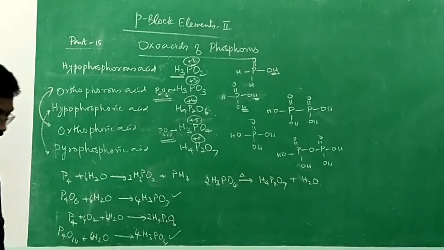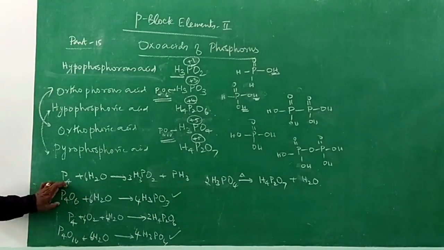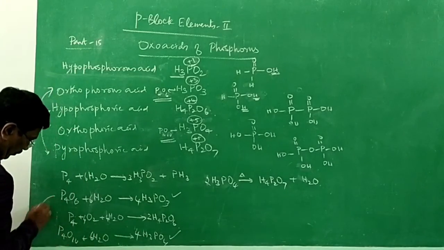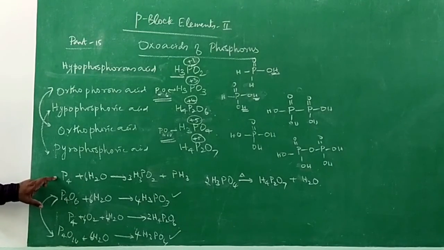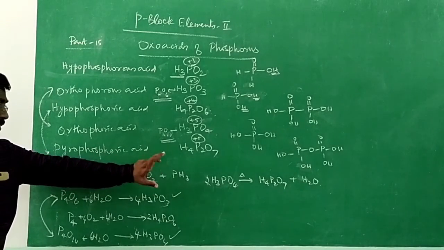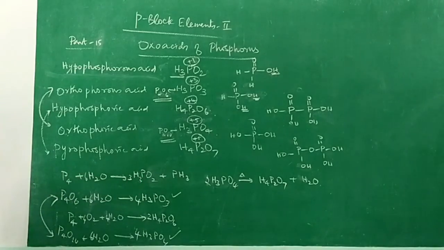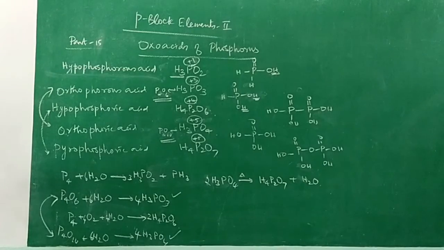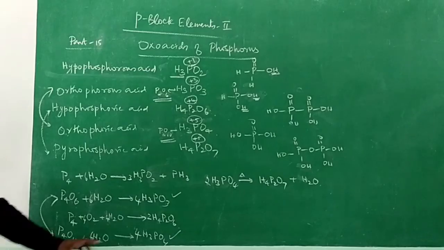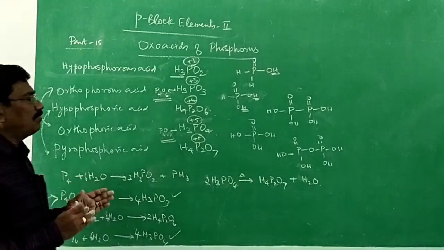So how to prepare these oxyacids? Phosphorus acid and phosphoric acid by hydrolysis. Hypophosphorus acid by phosphorus reacting with water, similar to the preparation of phosphine. Phosphorus, oxygen and water will give hypophosphoric acid H4P2O6, and pyrophosphoric acid may be obtained by heating phosphoric acid. Very simple things.